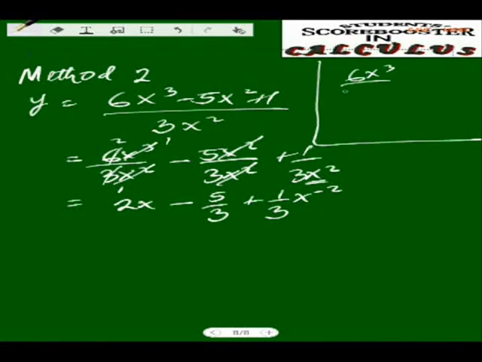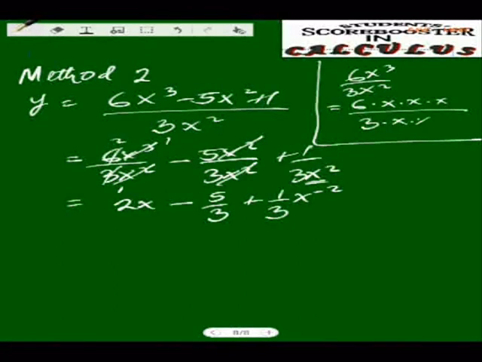S cubed over 3s squared is the same as 6 times x times x times x over 3 times x times x. So 3 here, 1, 3 here, 2. So this x cancels this one, cancels this one. So that's how I got 2x here. I hope that is clear. So now what I have here is 2x minus 5 over 3 plus 1 over 3x raised to the power minus 2. So you see, I don't need quotient rule here.